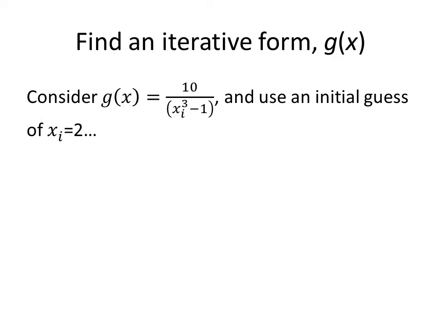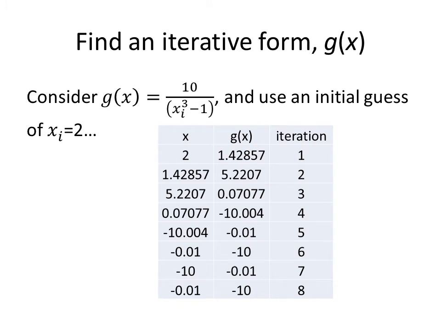For this formulation of g of x, I'll make an initial guess of my root as 2, and we'll see what happens. When I stick in an x of 2 on the right side of the equation, I calculate a g of x, or my next guess for x, at 1.42. That's my first iteration. When I use that on the right, that would calculate a new g of x of 5.22, which is getting further away from the root, which we know is between 1 and 2.